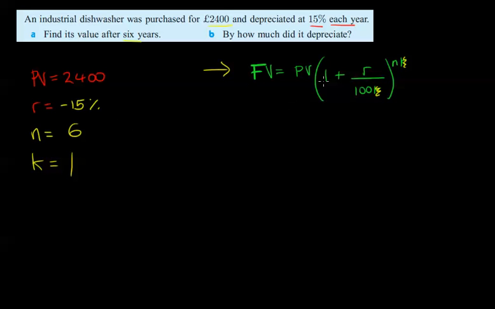So let's put the information in here and work out what the value of this dishwasher is going to be in 6 years' time. So the future value is going to equal 2,400 times, in a big bracket, 1 plus minus 15 over 100, to the power of 6. Okay, so let's work this out.